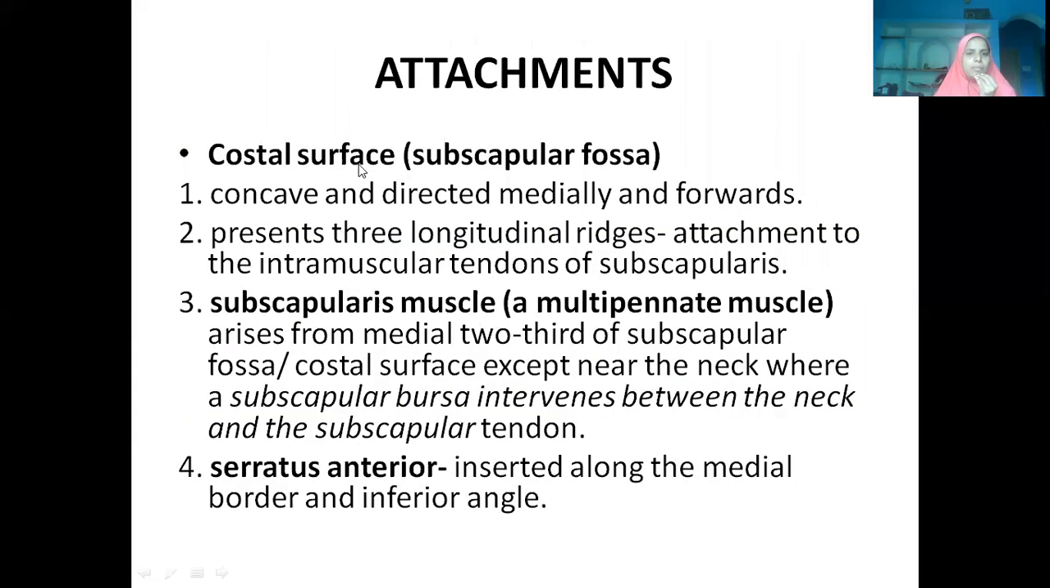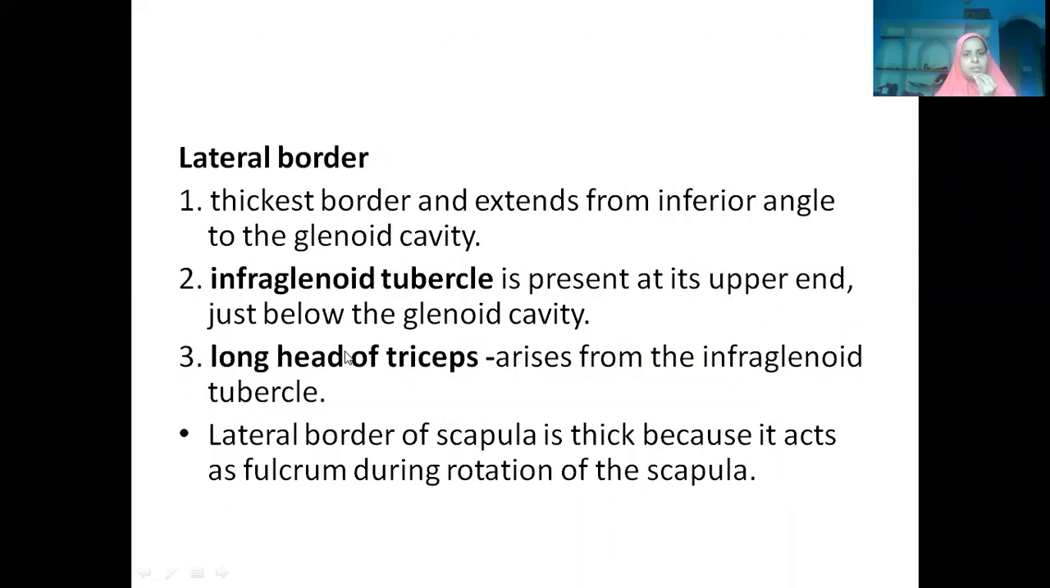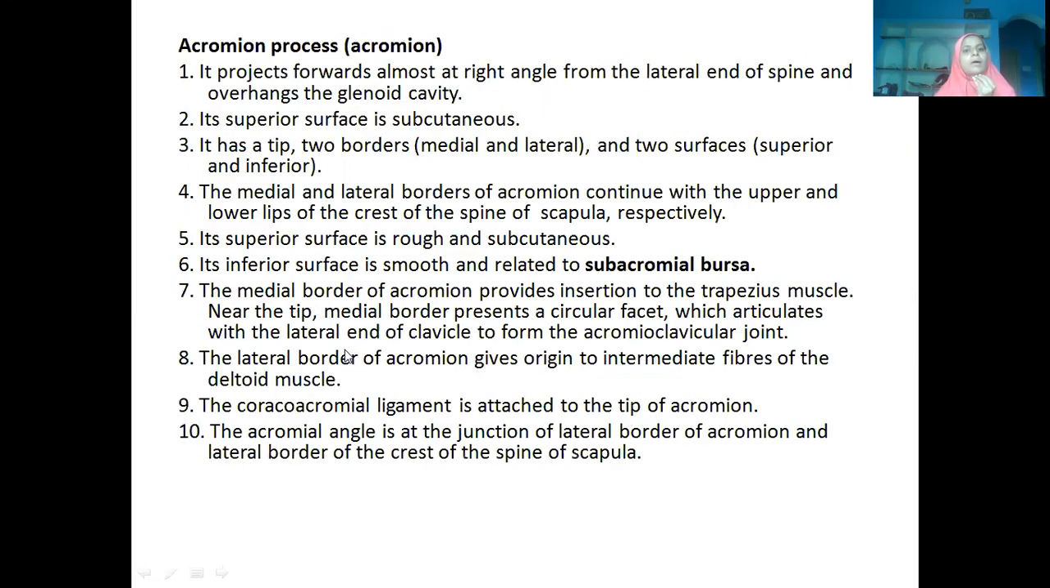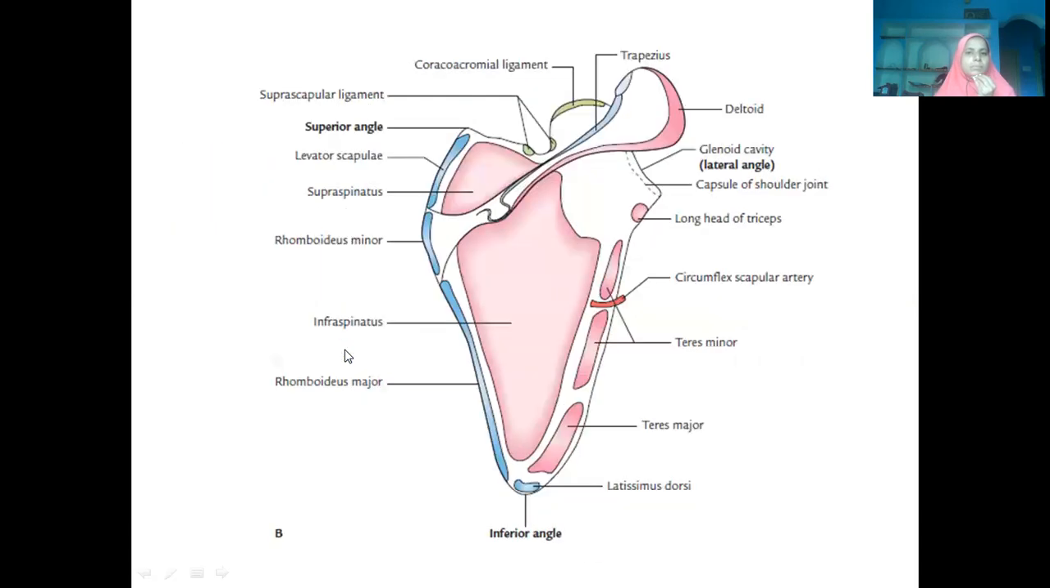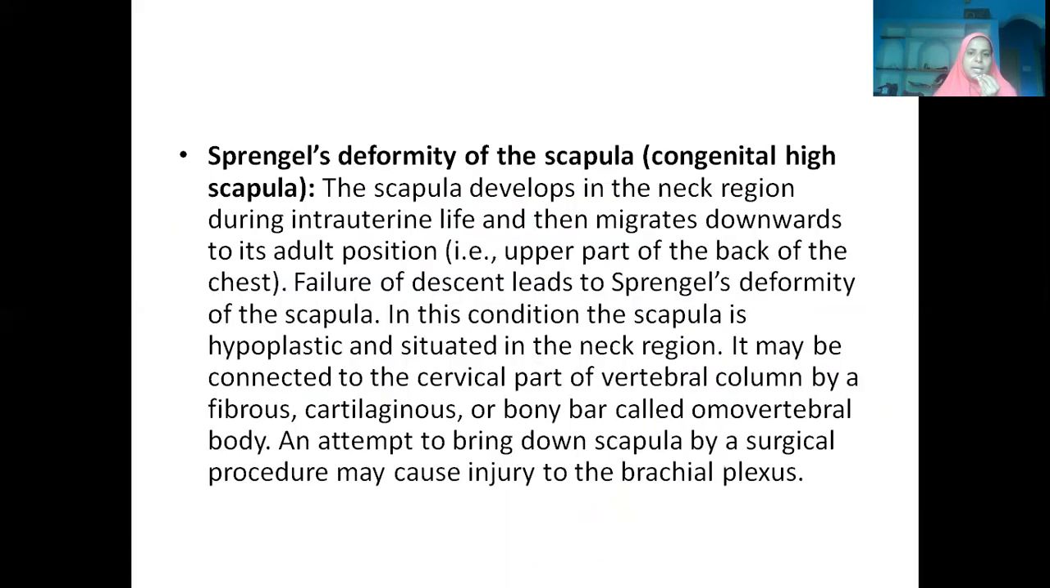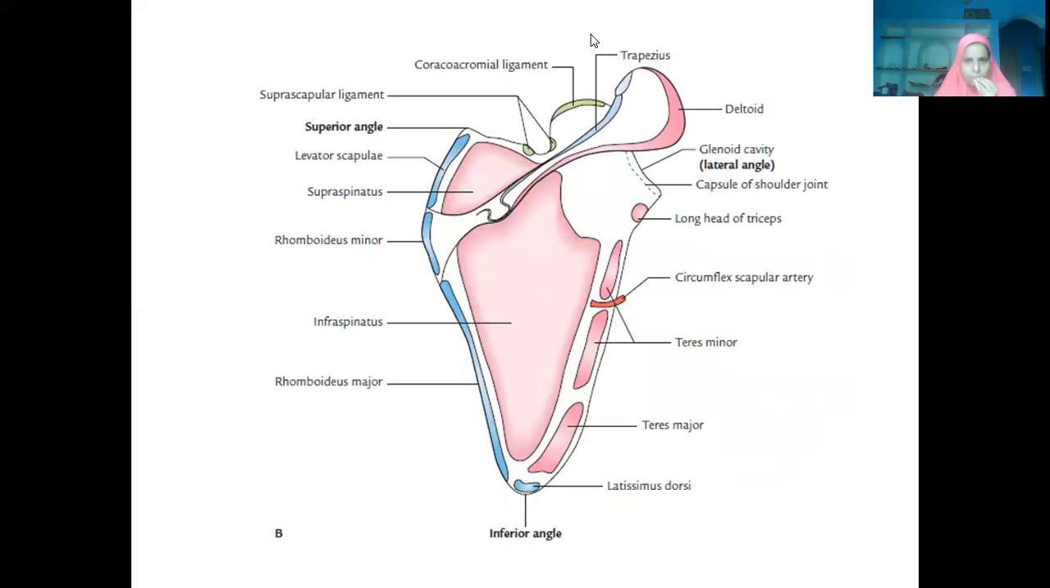So we will see the muscle attachments. You will not understand it like this; I'll show you and discuss. Now let us see the muscle attachments, then we will come to the points. See, this is the superior border. This is the lateral border towards the glenoid cavity. This is the medial border.